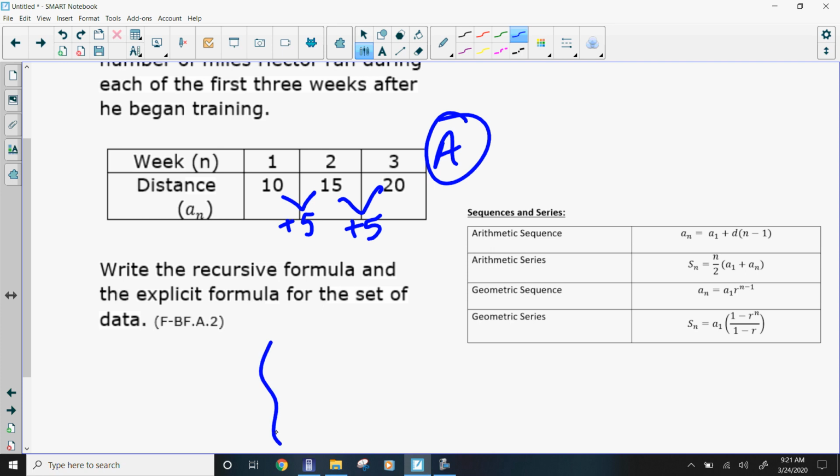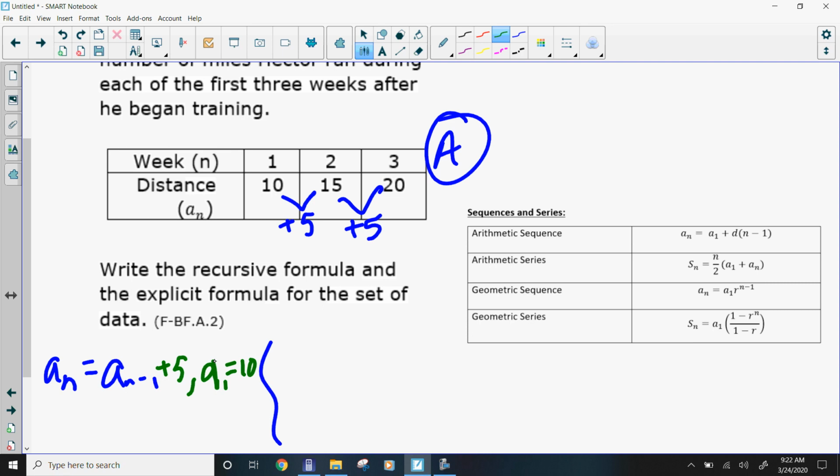Okay, so I'll do the recursive first. A sub n equals a sub n minus 1, common difference is plus 5, and we're going to start week 1 at 10 miles. Okay, now recursive is easy. That was the recursive. Now we're going to move on to the explicit.